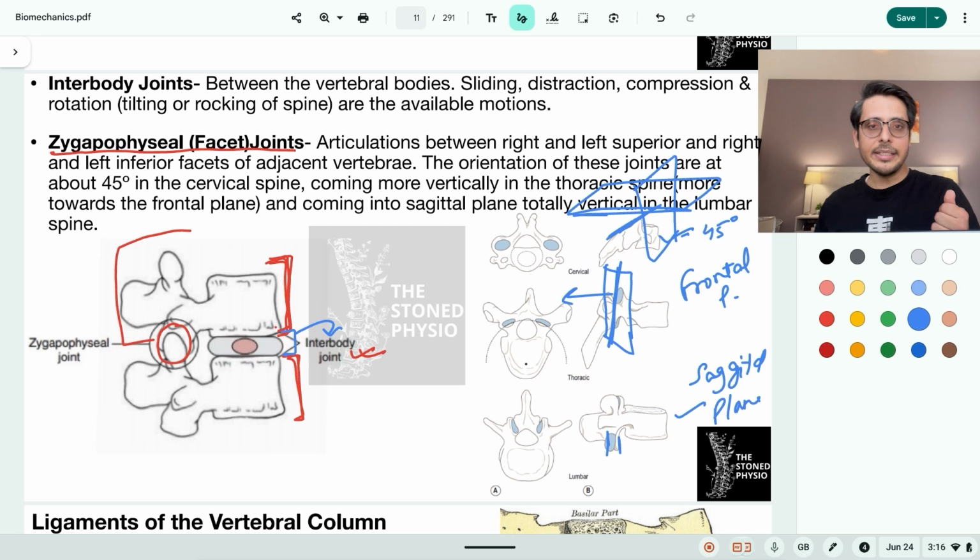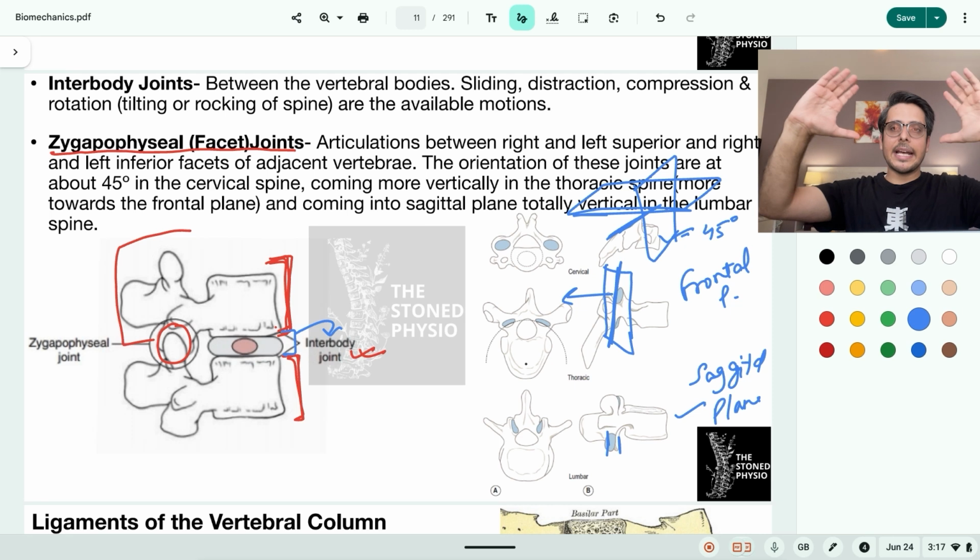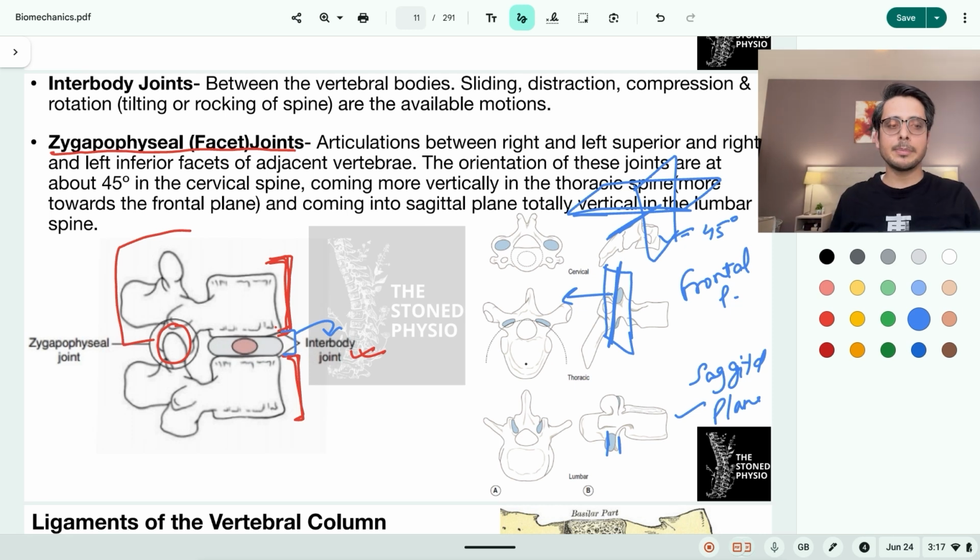The reason is the orientation of the facets in the lumbar spine. The facet faces mostly the sagittal plane. So the lower vertebra has its facet like this, and the upper vertebra has its facet attached to it like this. So the scope of mobility is like this in the right and the left facet, hence causing this kind of movement in the vertebrae in the lumbar spine, and hence we get to see mostly flexion extension movement as the predominant motion in the lumbar region.